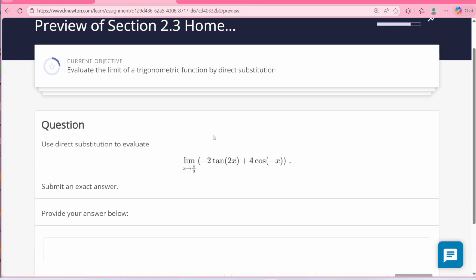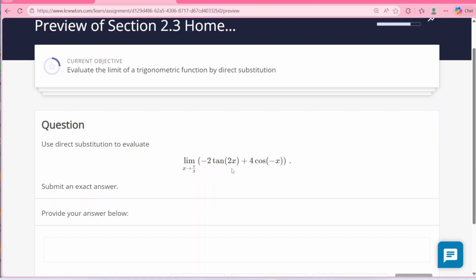All right, so another direct substitution. So again, I'm just going to say this one. You're just plugging in x equals pi over 3. Now the tangent of 2 pi over 3, remember tangent is sine over cosine. Sine of 2 pi over 3 would be square root of 3 over 2. Cosine of 2 pi over 3 was negative half. So this was negative root 3 over 3.